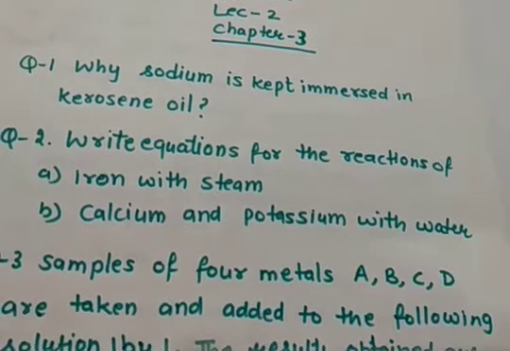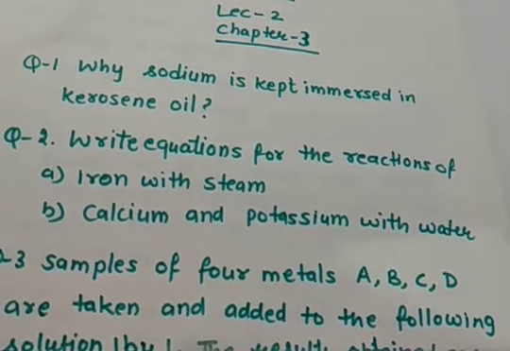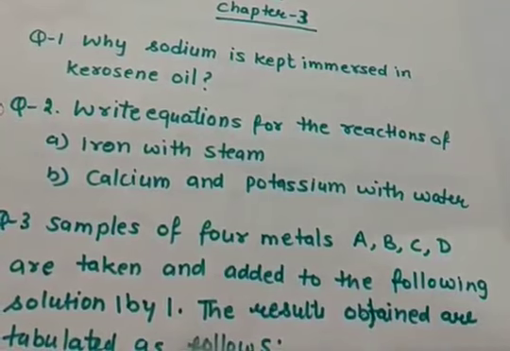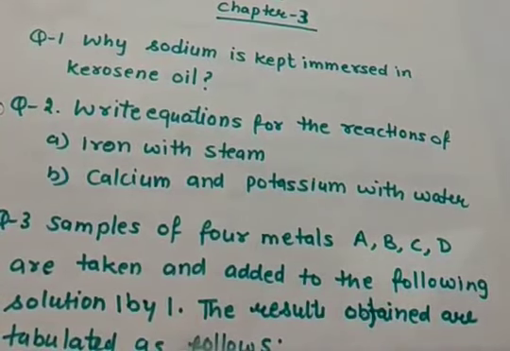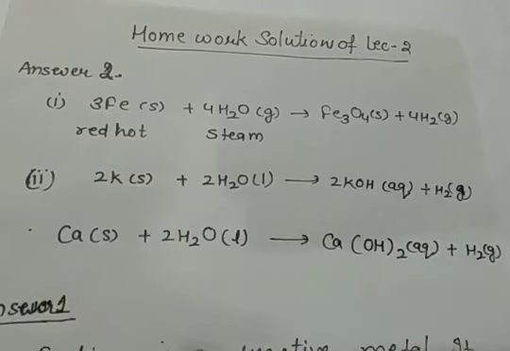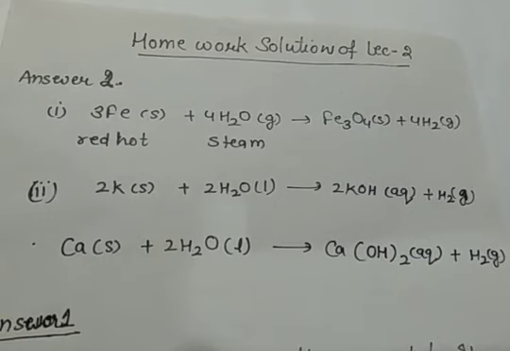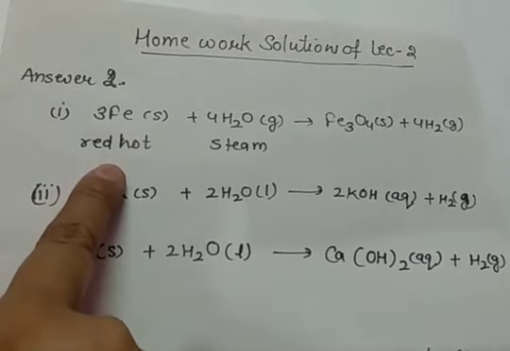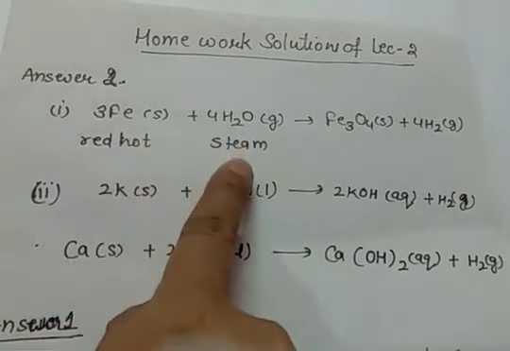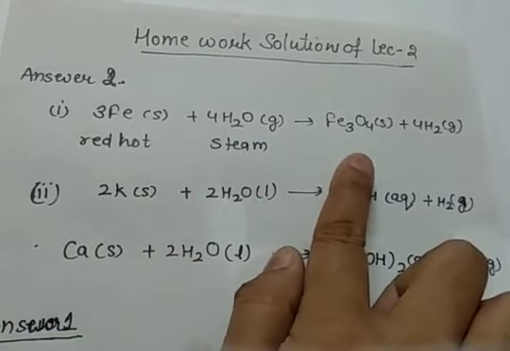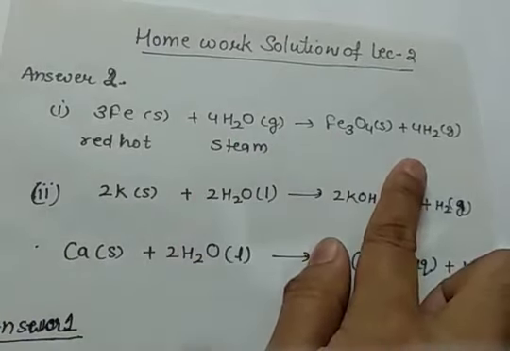The second question was, write equations for the reactions of, first part is iron with steam and second part is calcium and potassium with water. Now let us see the solutions. So here we can see the first part is iron with steam. Iron reacts with steam when it is red hot. So iron is reacting with steam and it is giving us ferric oxide and hydrogen gas is liberated.